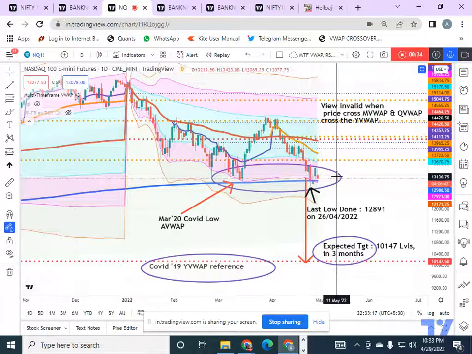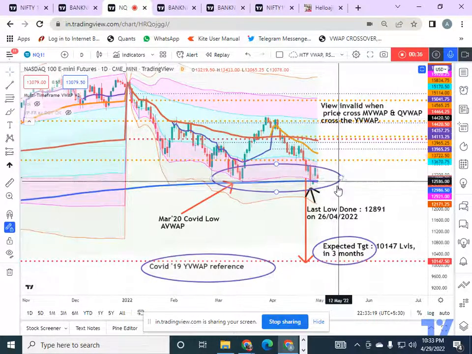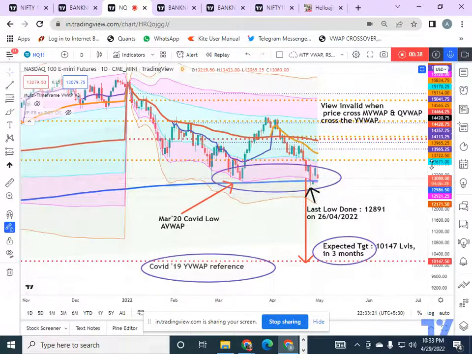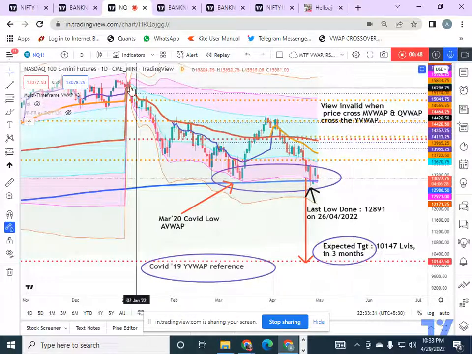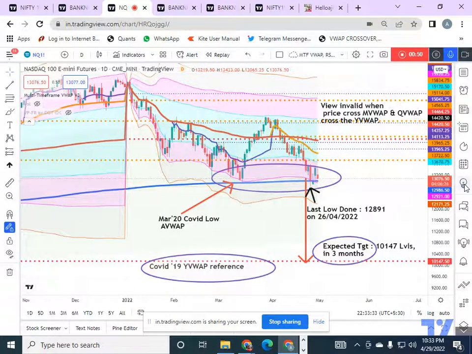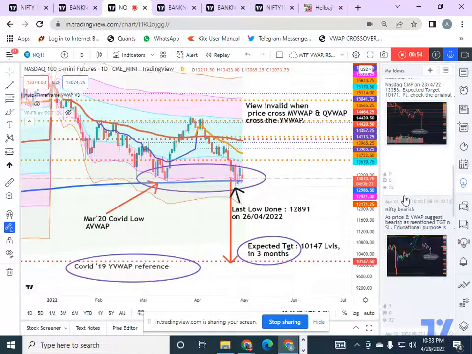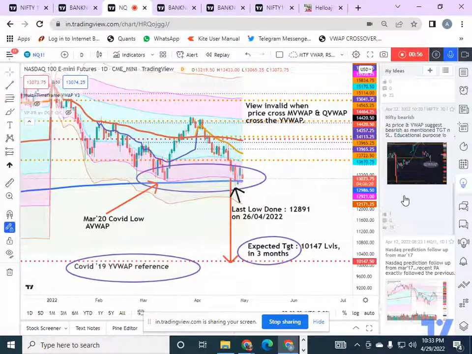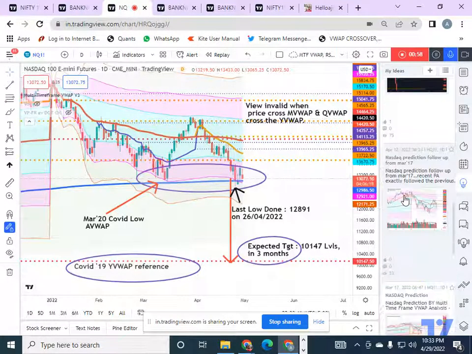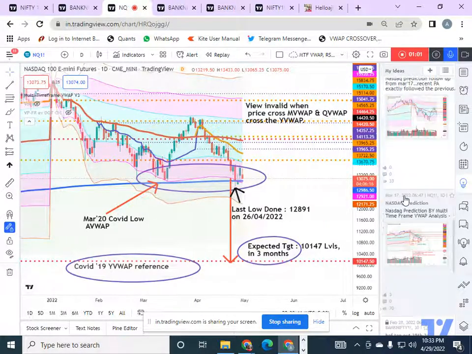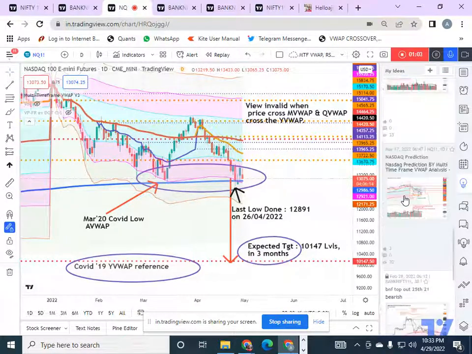Further into the analysis, we will find some of the previous analysis I posted on TradingView. Let me show some previous analysis regarding this Nasdaq. We'll go to my ideas. I think I posted three times previously on TradingView.